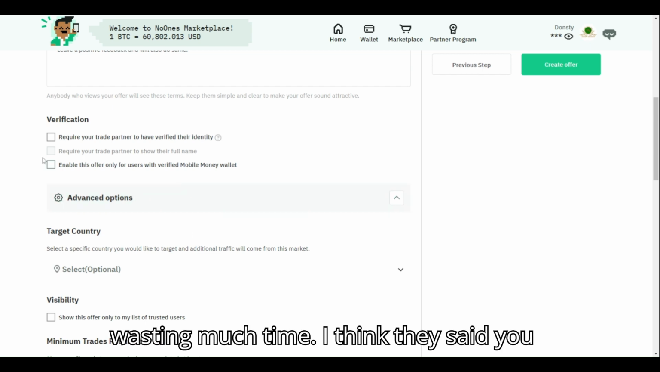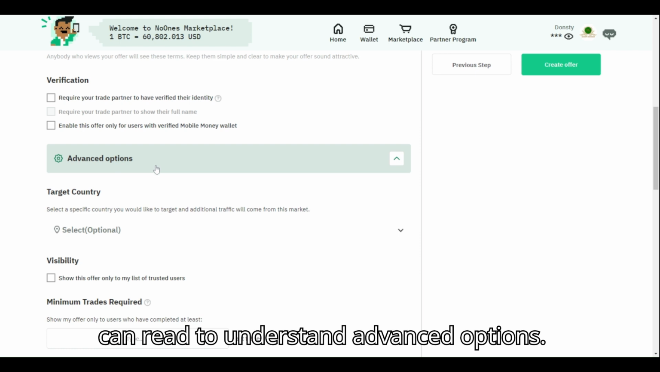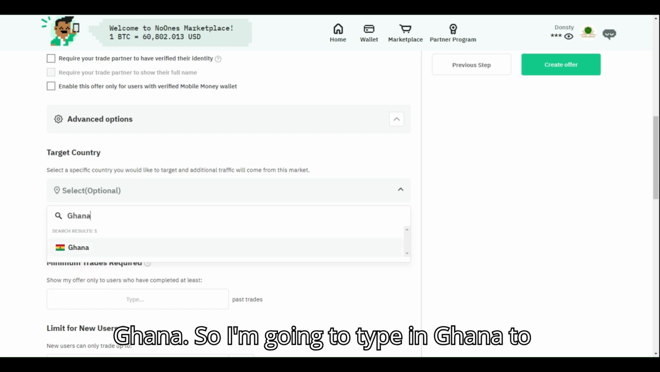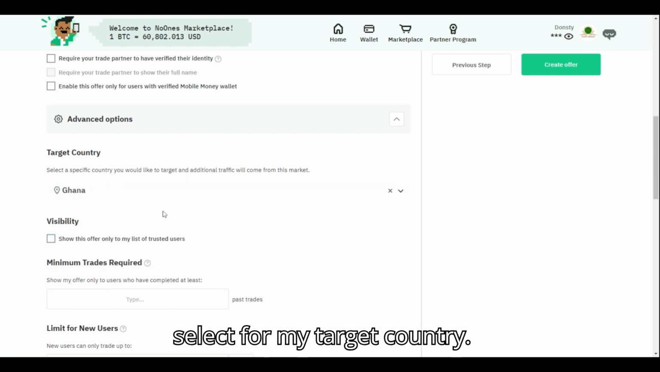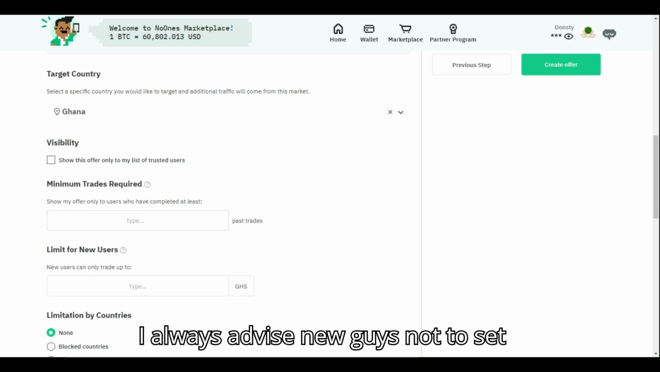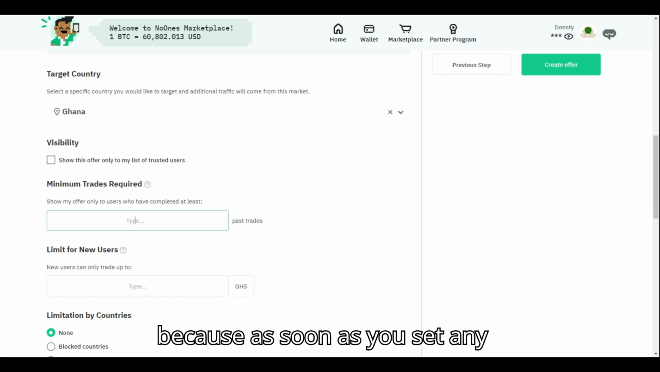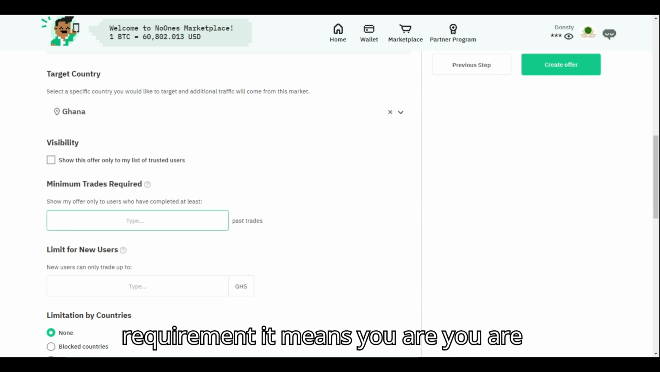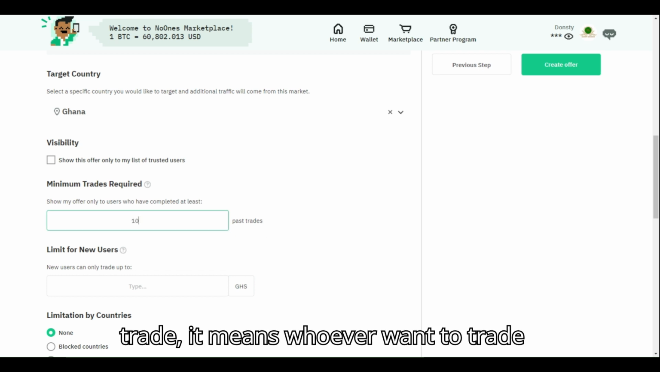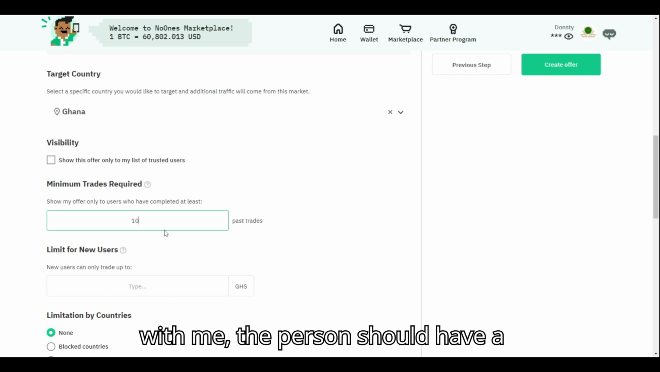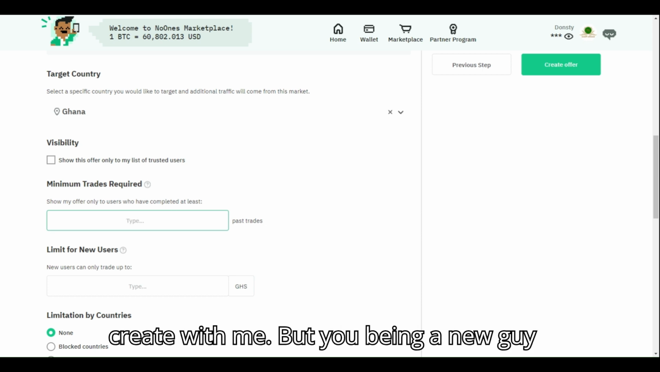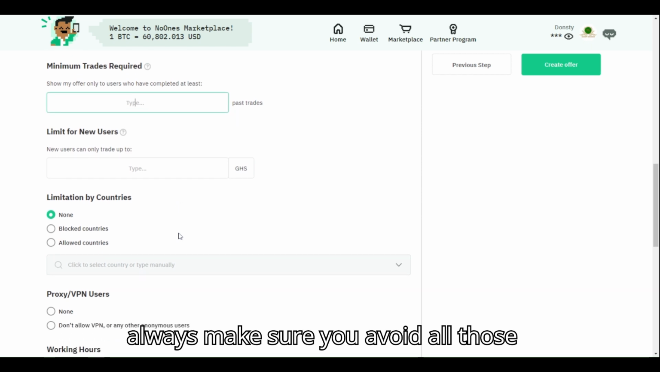Without wasting much time, I think this side you can read to understand advanced options. Your target country should be the country where you are coming from. I'm in Ghana, so I'm going to type in Ghana to select my target country. Minimum trade requirement: this side too, I always advise new guys not to set, because as soon as you set any requirement, it means you are restricting people from trading with you. For instance, if I set 10 past trades, it means whoever wants to trade with me should have 10 successful trades before they can trade with me. But you being a new guy, always make sure you avoid all those things.